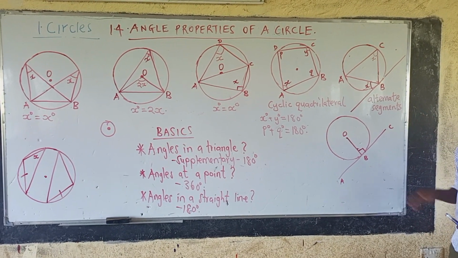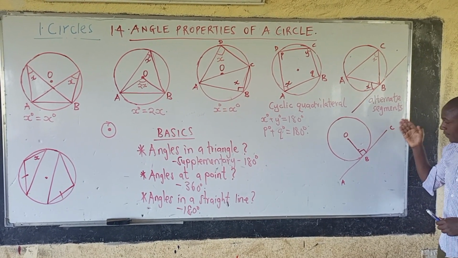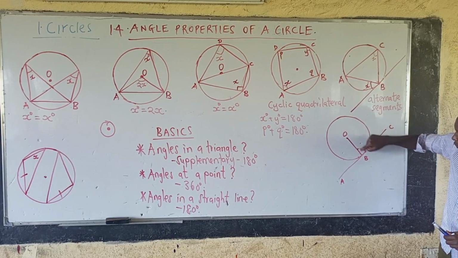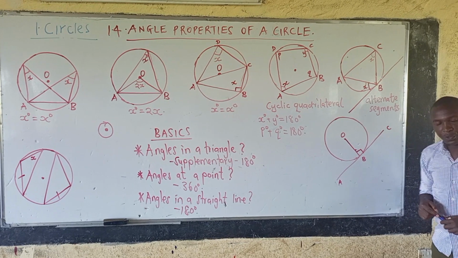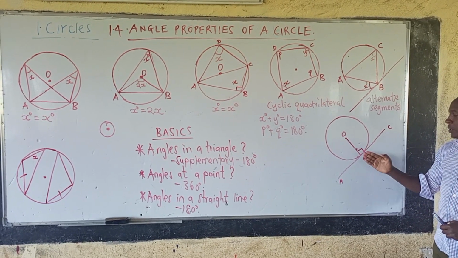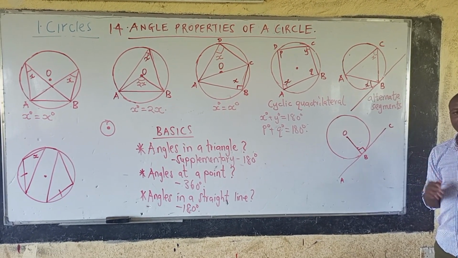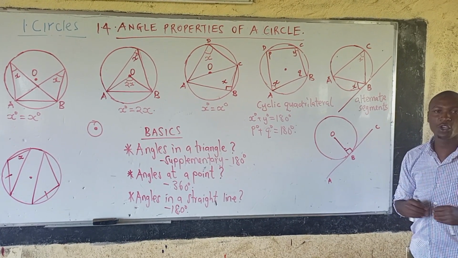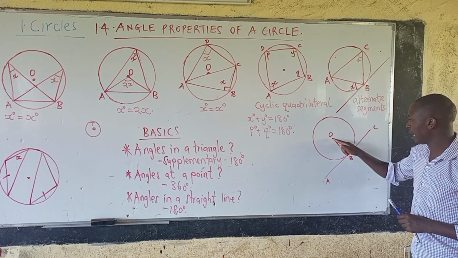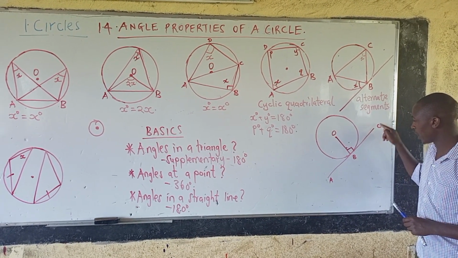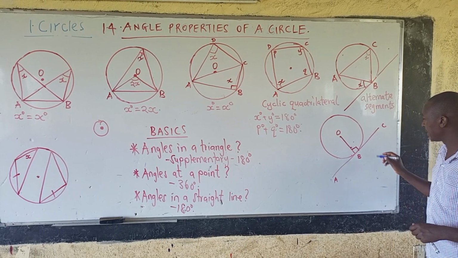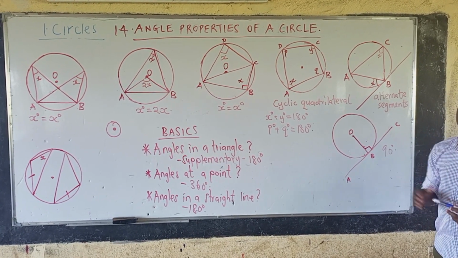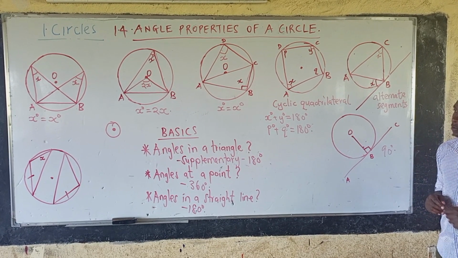Also, we have another case where we have a tangent and a center O with some radius OB. So what do we know about when a tangent meets a radius? When a tangent meets a radius, they form a right angle. It means they are going to be perpendicular. So the angle formed between a radius and a tangent is going to be exactly 90 degrees. This is a very important property if you really want to be able to solve such kind of problems.